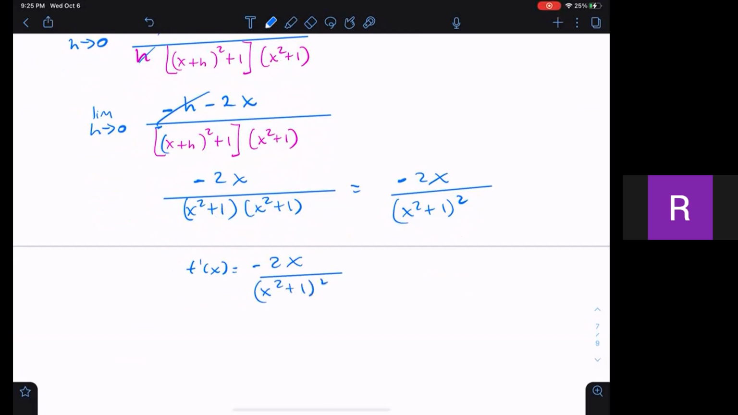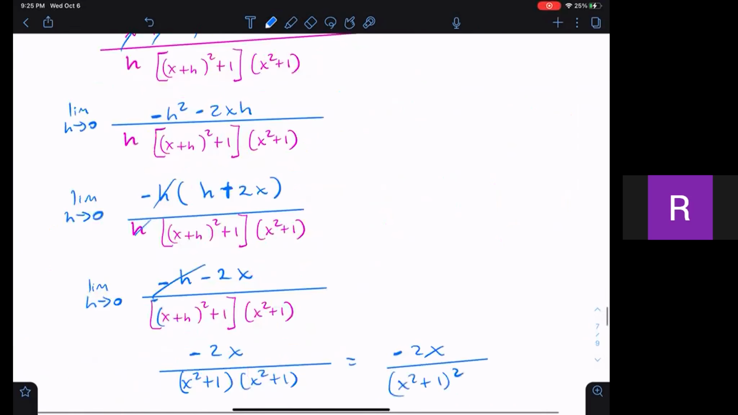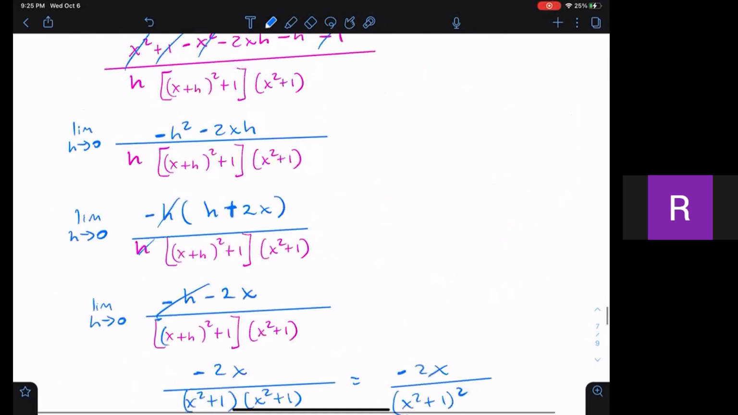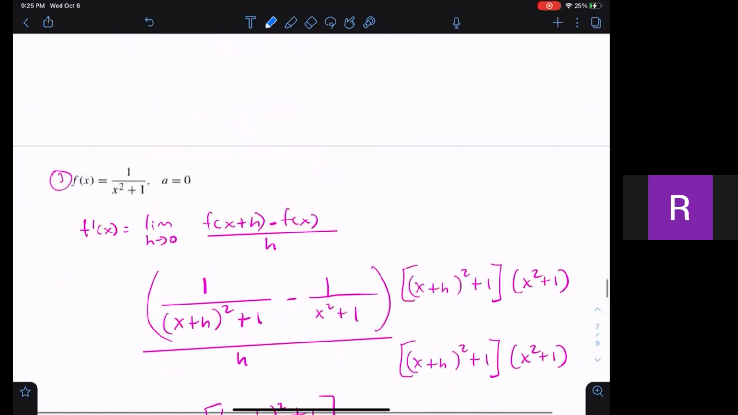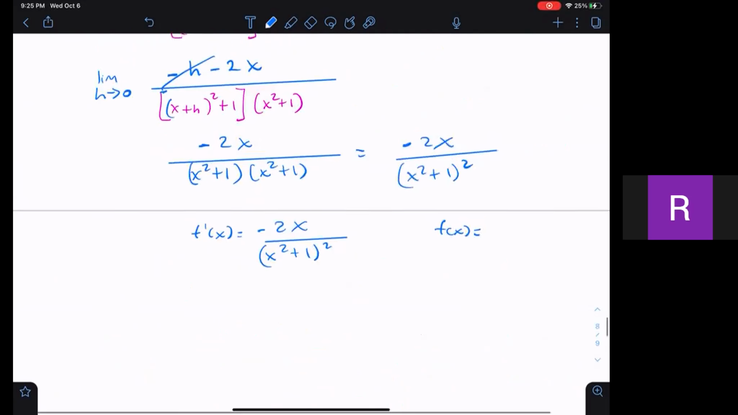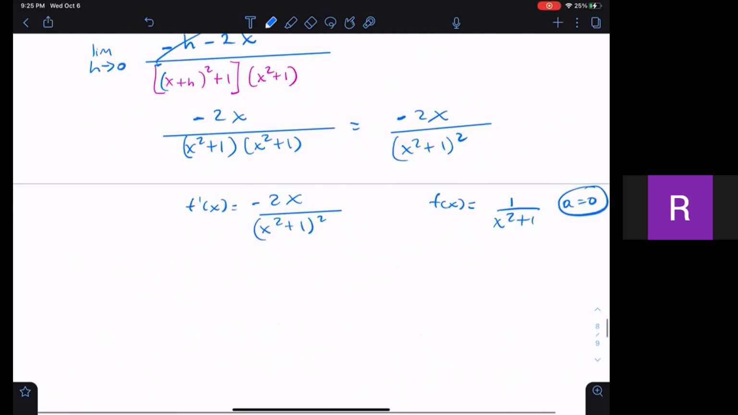Now we need to find the, define it. This is the derivative, or this is the slope of the tangent line, but they want a specific point, right? They want at a equals 0. Let me bring the function back. f of x equals 1 over x squared plus 1, at 0, right? A equals 0. So that means that when this is 0, we need to find the slope of the tangent line at 0.